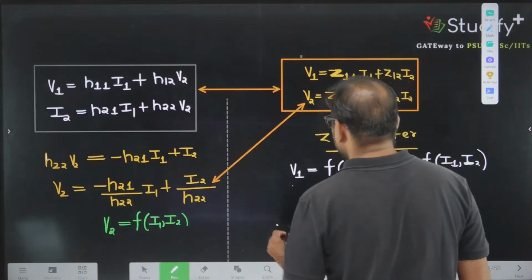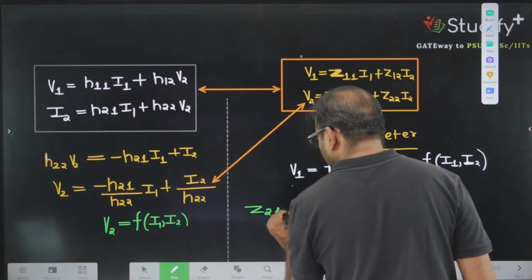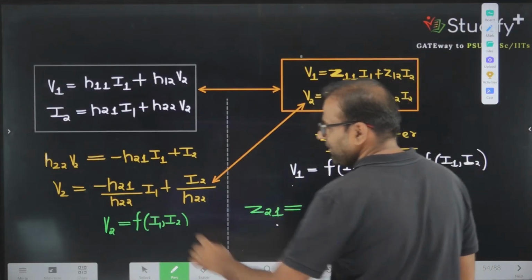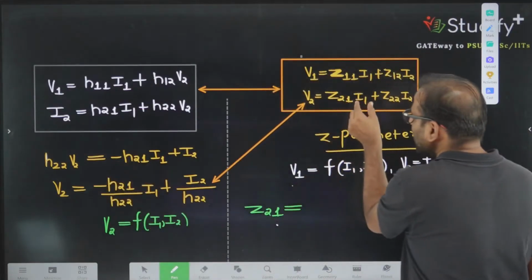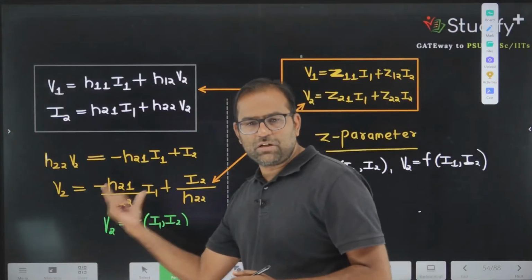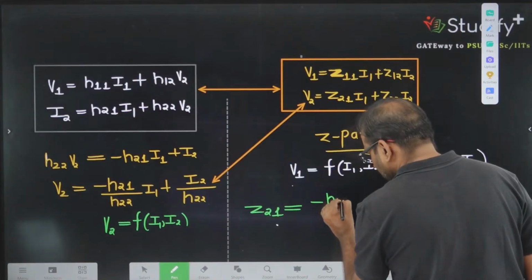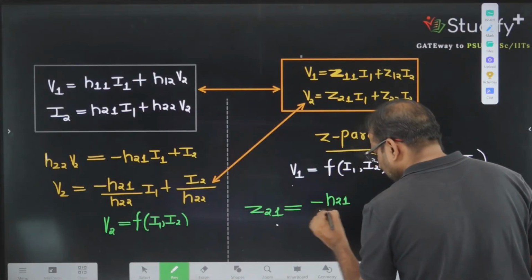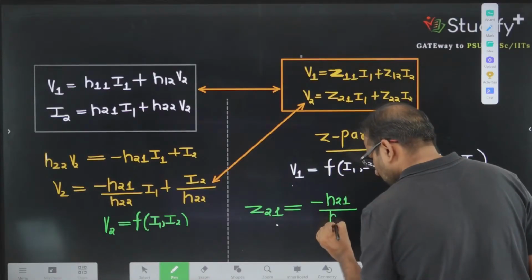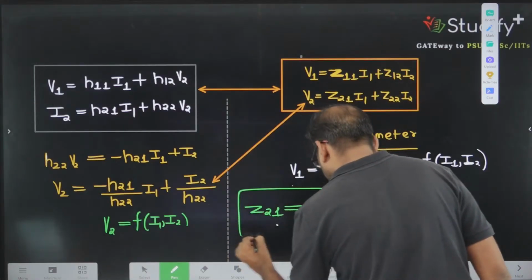If this is so, can I say the Z21 parameter is given by what? Here we are taking the coefficient of I1, and here also I am taking the coefficient of I1, and that parameter is minus H21 divided by H22. Correct?